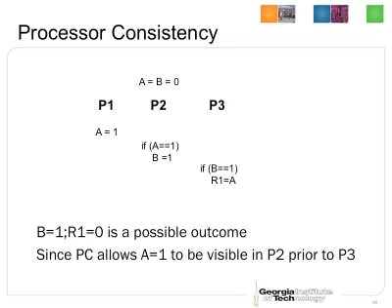In the very last example, which you've seen before, P1 assigns 1 to A, P2 checks A and assigns B, and P3 checks B and assigns R1. And in this case, this load of A could happen early, so R1 being 0 is a possible outcome.